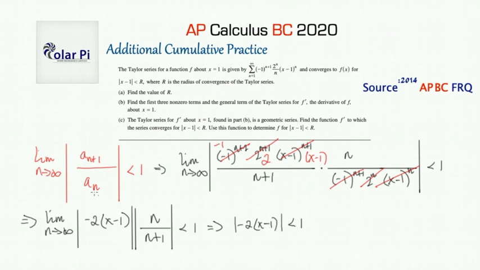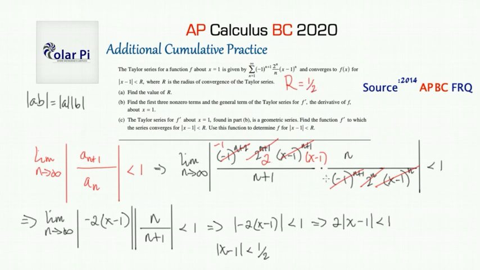Then using absolute value rules, namely the absolute value of AB is the absolute value of A times the absolute value of B, we can next write the absolute value of negative 2 is just 2, times the absolute value of x minus 1 is less than 1. Dividing both sides by 2, we see that the absolute value of x minus 1 will have to be less than 1/2, meaning we are done in this problem. So R, the radius of convergence, is equal to 1/2. We answer the question by saying R is equal to 1/2.